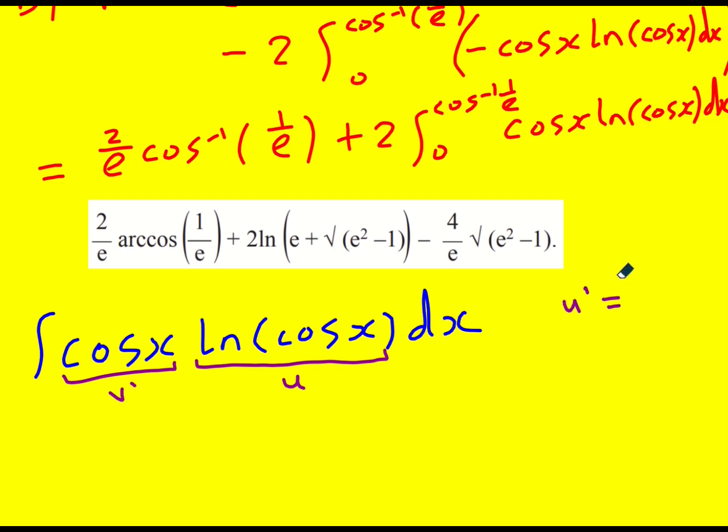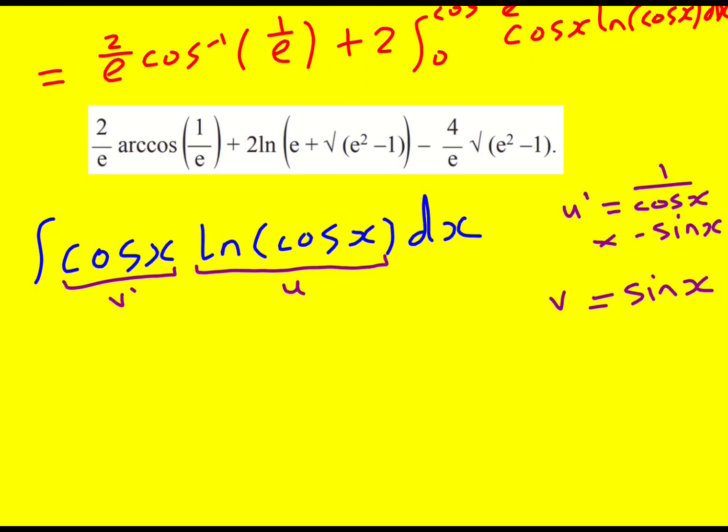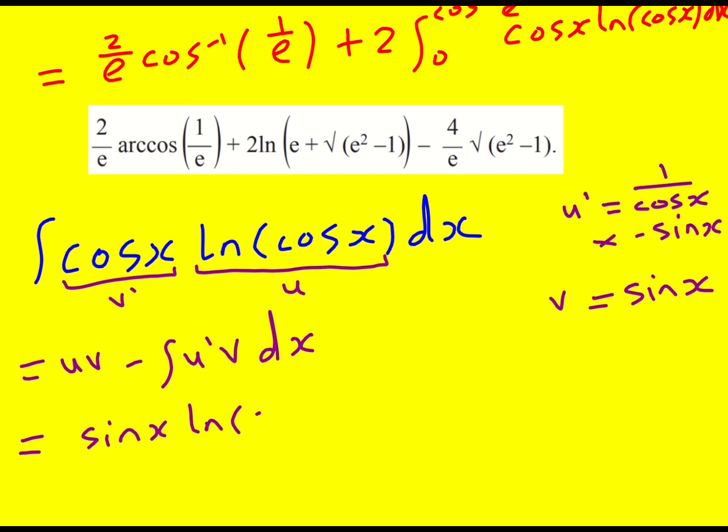So u dash will be 1 over cos x, times by the derivative of cos x, which is minus sine x. And then v will be the integral of cos x, which is sine x. We don't bring a negative in. It's when you differentiate cos x, you get the negative sine x. So I'm going to get sine x ln cos x. I've written it the other way around. It just feels a bit more natural to write it like that.